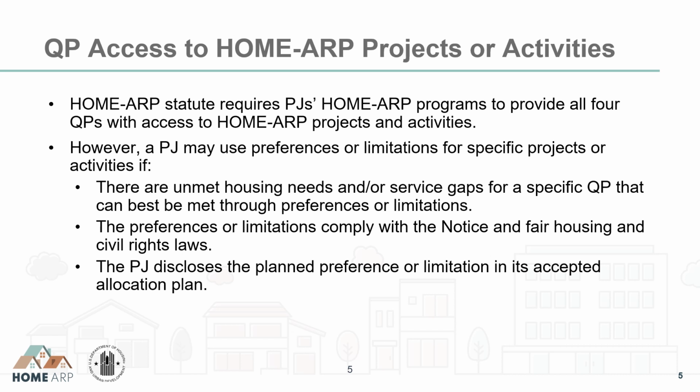However, a PJ may use preferences or limitations for specific projects or activities if all of the following are true. There are unmet housing needs and/or service gaps for a specific QP that can be best met through preferences or limitations. The preference or limitation complies with the Notice and Fair Housing and Civil Rights laws. The PJ discloses it in its allocation plan and HUD approves. Neither a preference nor a limitation makes anyone eligible for assistance that does not otherwise qualify as a QP.